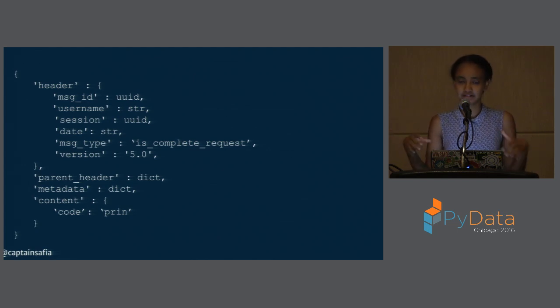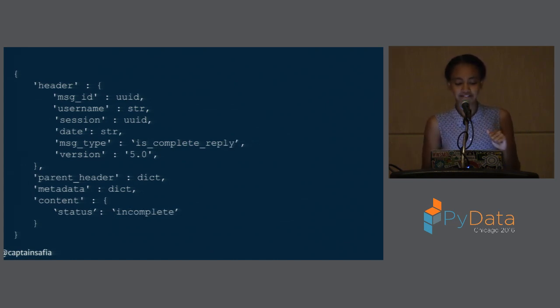The kernel looks at it, says, okay, the user wants me to check if this message is complete. Let me go ahead and do that really quickly. So it does that, and it sends back to you a response. The response looks pretty much the same, except you'll notice that the content has changed. Instead, now the content says that the status is incomplete, referencing that incomplete print statement that you sent earlier.